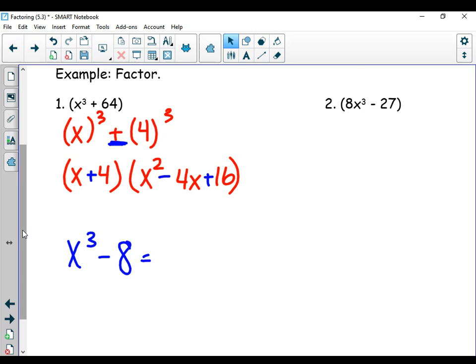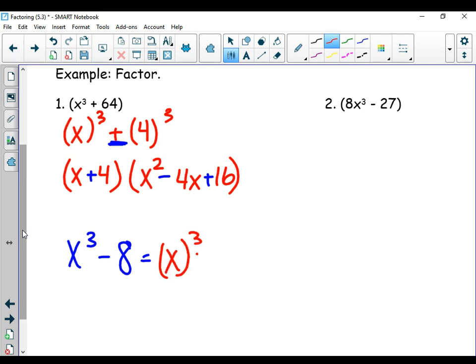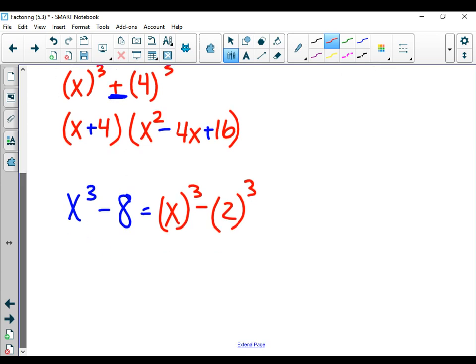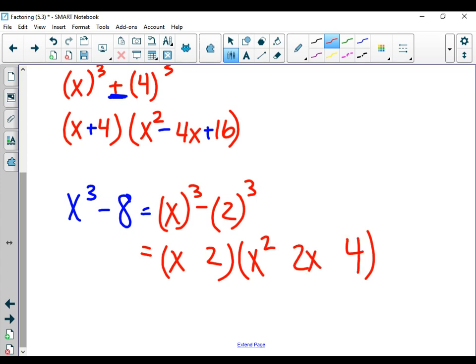And so I could ask myself the question, x cubed. The cubed root of that just gets me x. And the cubed root of 8 is just 2. And I have my short set of parentheses, my long set of parentheses. I write them both down, square the first one, multiply them together, square the last one. And so, same sign, opposite sign, always positive. Okay?